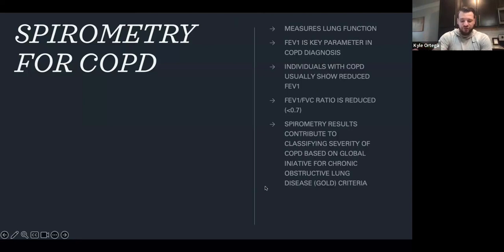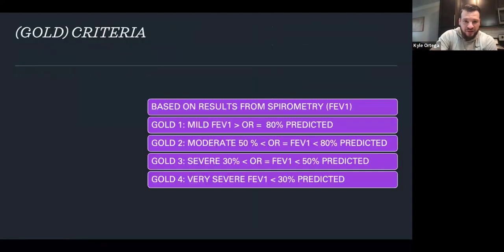And the spirometry results are compared to your predicted norm values based on the patient's age, sex, height, and ethnicity, and that too helps classify severity of COPD based on that GOLD criteria.